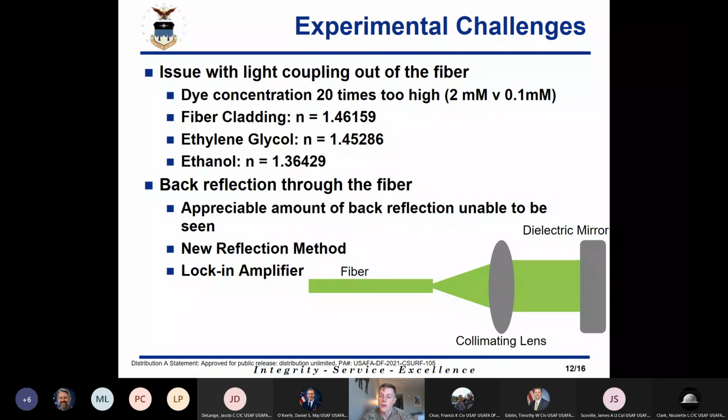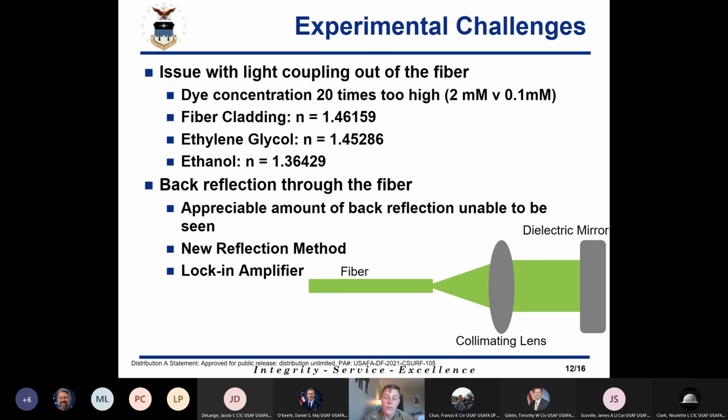So for some of the experimental challenges that we faced so far, some of the things we're really trying to fix with the setup and eventually create a working laser. So we noticed our dye concentration was about 20 times too high as compared to the Payne paper where they created a working dye laser. So our concentration was about 2 millimoles versus the Payne paper, which cited 0.1 millimole concentration of the dye. So that's something we've addressed.